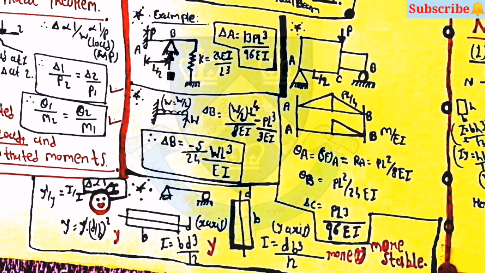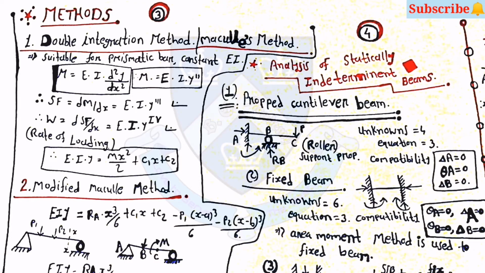Then there are some more examples for the values of delta B and delta C. There are methods of finding the deflection. The first one is the double integration method, or Macaulay's method.